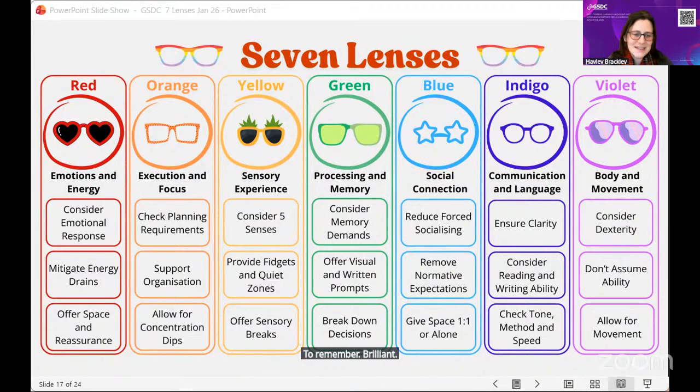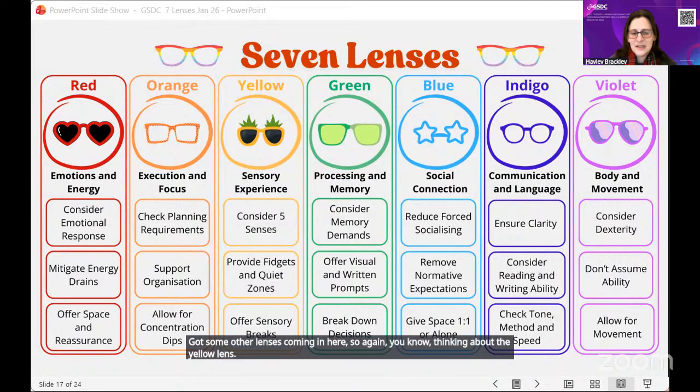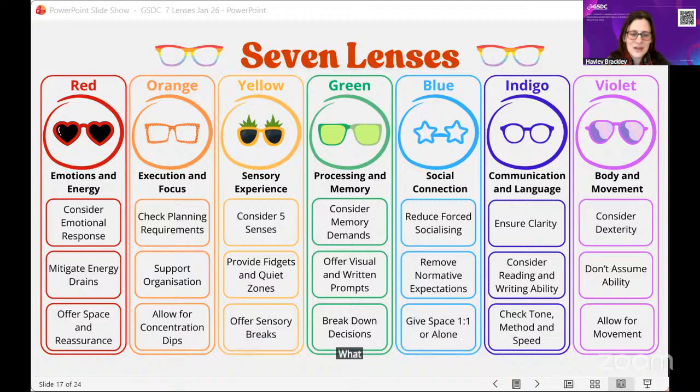Got some other lenses coming in here. So again, thinking about the yellow lens, what are the things that you might adapt in your practice, in your training, to support that yellow lens there?